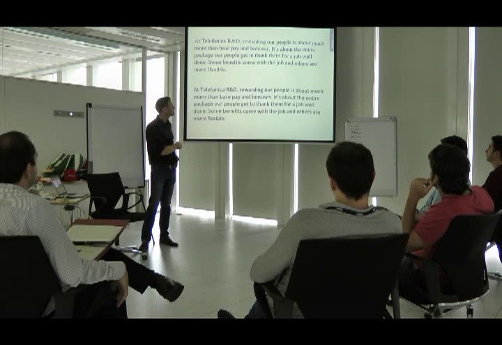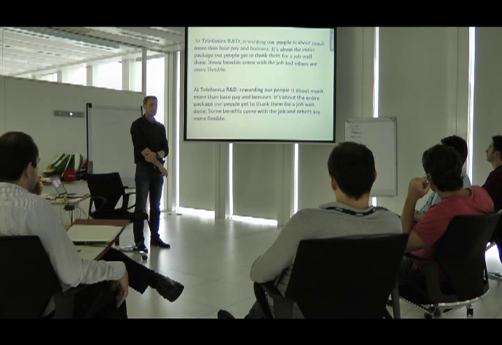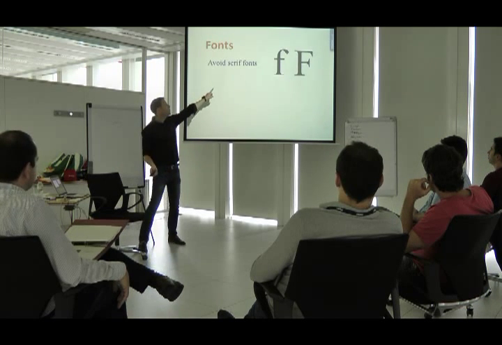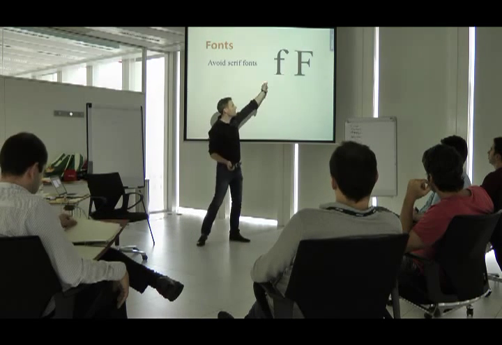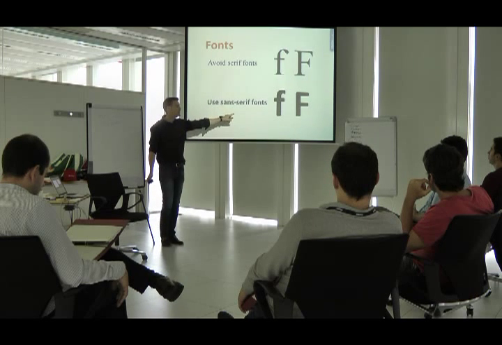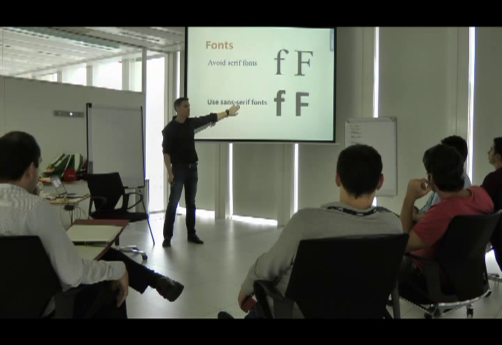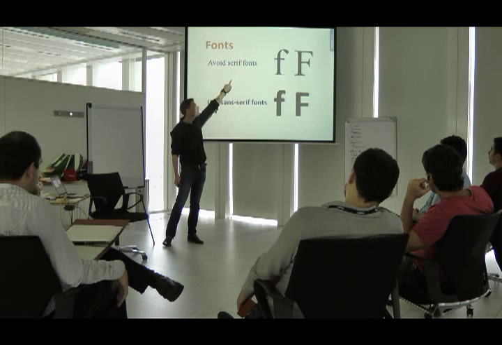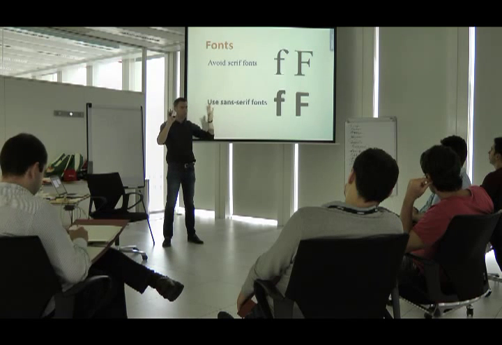Now read this. It's the same sentence. Which is easier to read? The bottom one. Why? The serif and sans serif. So when you're using fonts, don't use serif fonts. Serif fonts are the ones with the little curls on them. Use sans serif, because on a projector, sans serif is easier to read. For reading text in a book, it's easier to read serif fonts. Don't ask me why. It's something to do with our eyes.